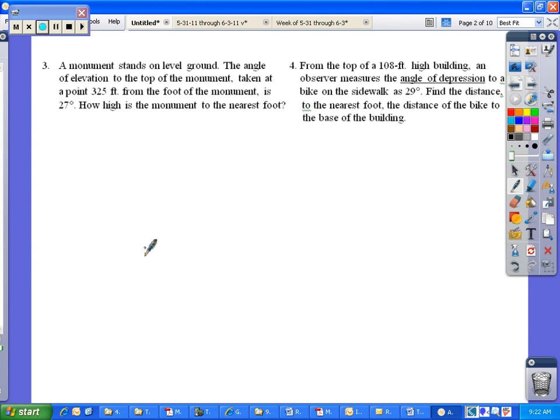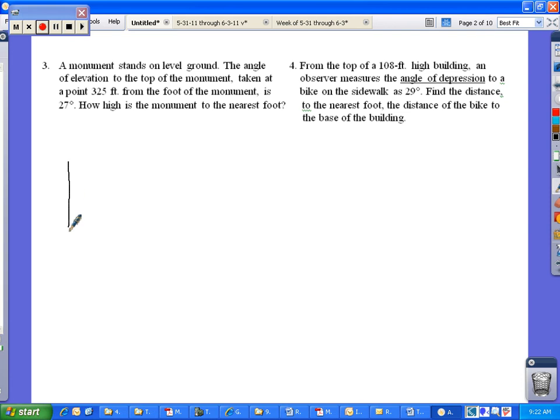Number 3, you need to draw a picture. So a monument stands on level ground. Here's your level ground. Here's the monument. It says that the angle of elevation to the top of the monument taken at the point 325 feet from the foot. So I know this is 325 feet. And the angle of elevation, so here's angle of elevation, is 27 degrees. It wants to know how high the monument is, so this is x.